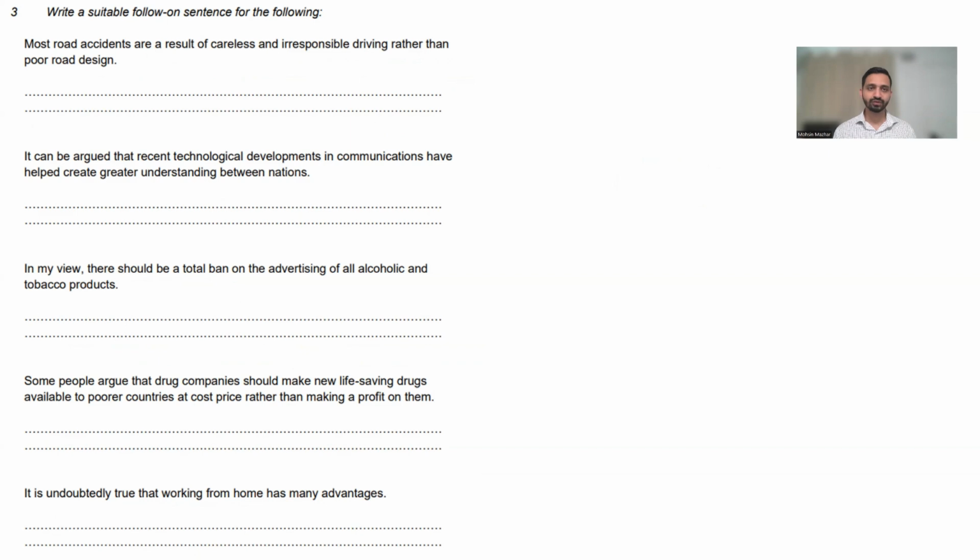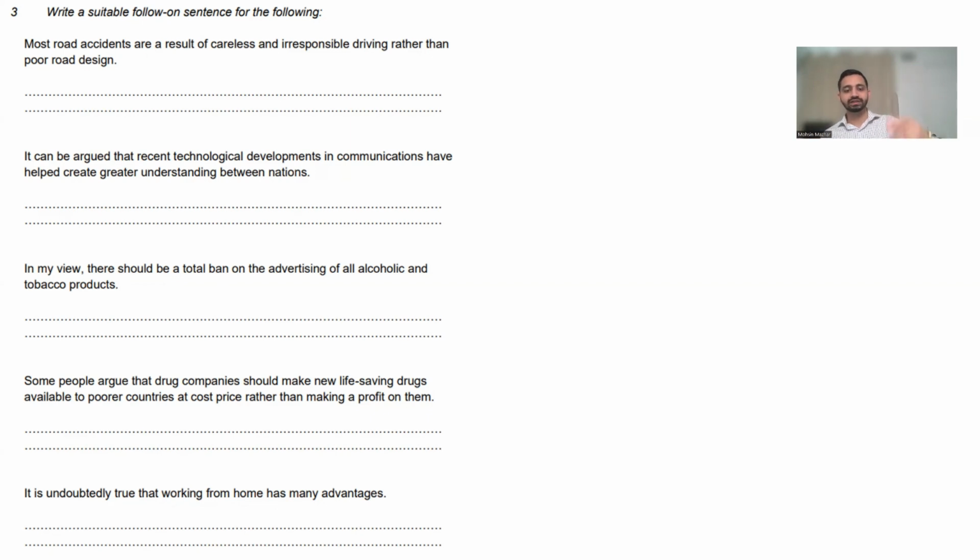Write a suitable follow-on sentence for the following. Now you have to be creative. You have to come up with your own sentence. And I will give you some examples afterwards, but you have to come up with your own follow-on sentence. And you have to read the first sentence, and then you have to write a follow-on sentence.